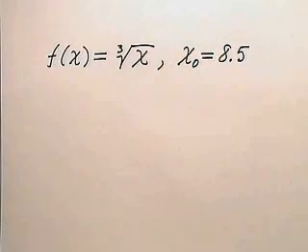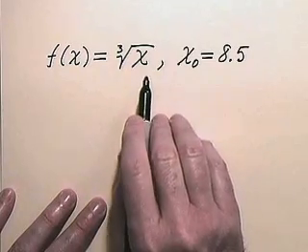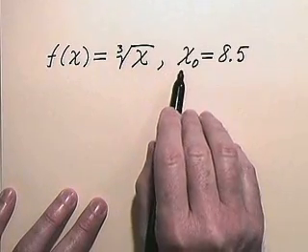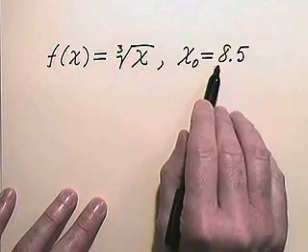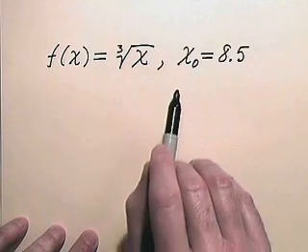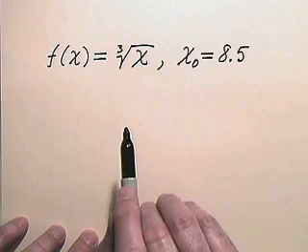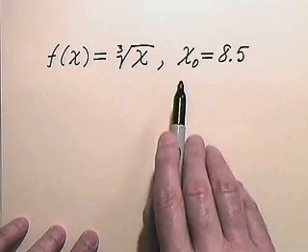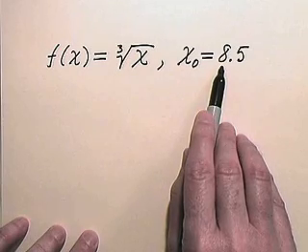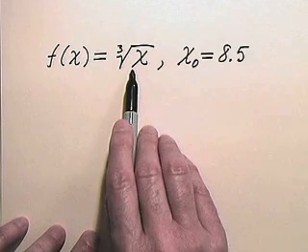Now let's look at a problem where we use linearization to make an approximation. Here I have the function f of x equal cube root of x, and what I want to do is use linearization to approximate the value of this function at the point x naught equal 8.5. Now this does not mean that I want to linearize at x naught equal 8.5. I want to choose the center of approximation to be a point as close to 8.5 as is convenient, but one for which it's very easy to compute the values of the function.